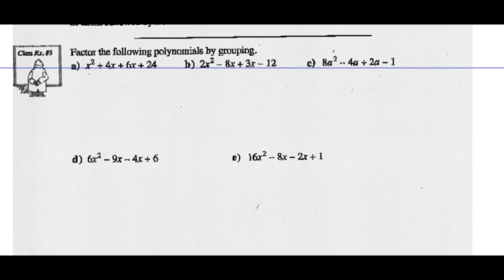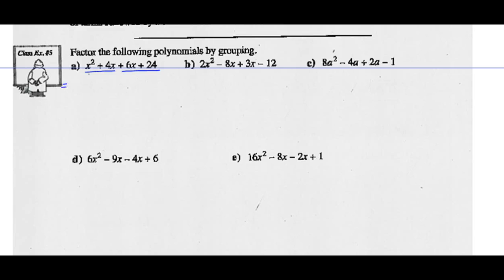Factor the following polynomials by grouping. So there is nothing common to all four of these terms in part A. x squared plus 4x plus 6x plus 24. Nothing common. So I'm going to group the first two terms, and I'm going to group the last two terms. I'm going to factor each grouping.